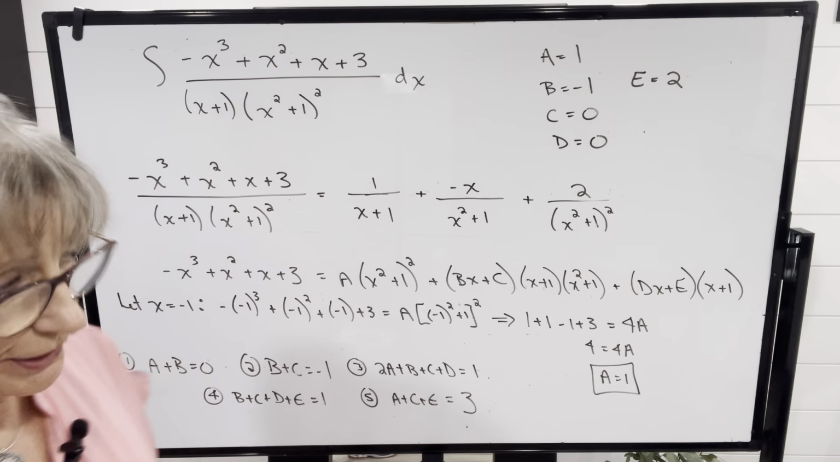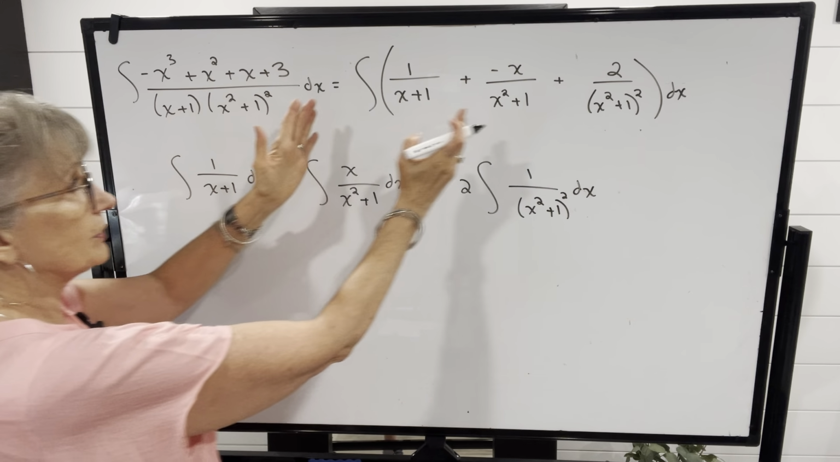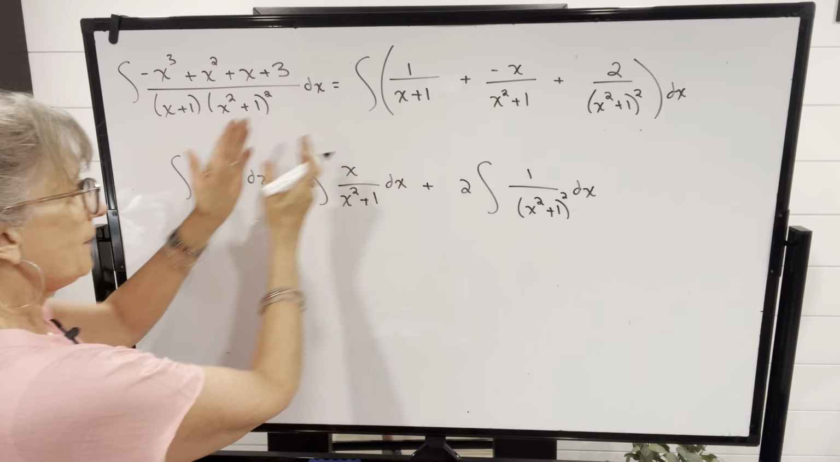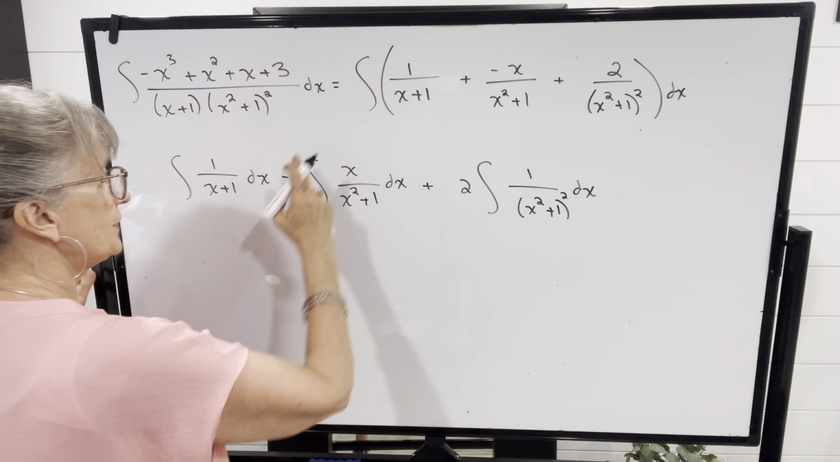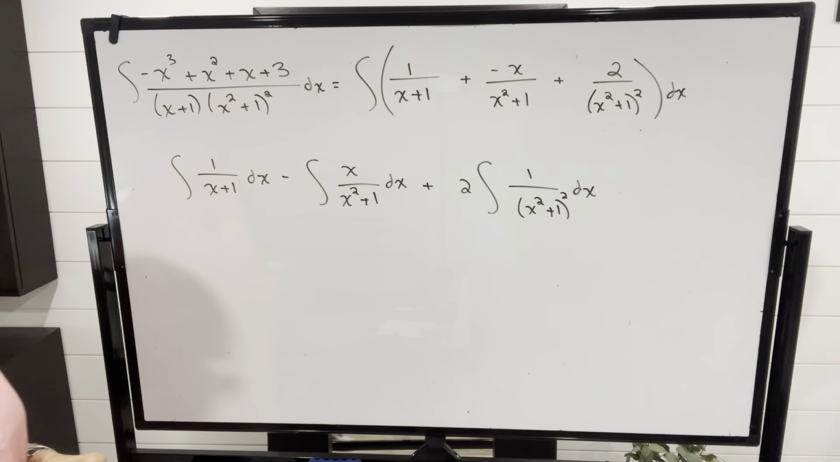Now let's do the integration. So we've broken up this one fraction into these 3 partial fractions. Then I've made separate integrals. I've taken the negative sign outside of the integral sign, and I've taken the 2 outside just to make it a little bit simpler. Now let's look at each of these and see if we can integrate them.